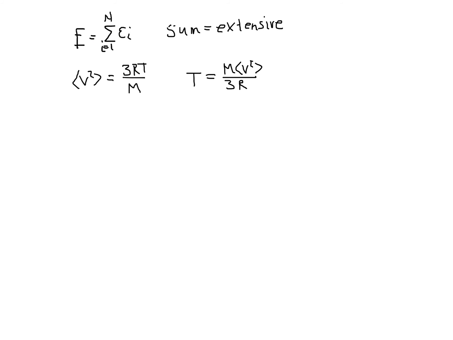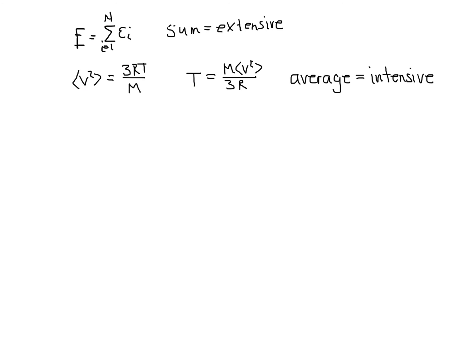When a property, a macroscopic property like temperature, is related to the average of a microscopic property, like the velocity of a single particle, we say that that macroscopic property is intensive. Again, you'll have encountered the definition of intensive in freshman chemistry as meaning that the property does not depend on the number of particles in my system.